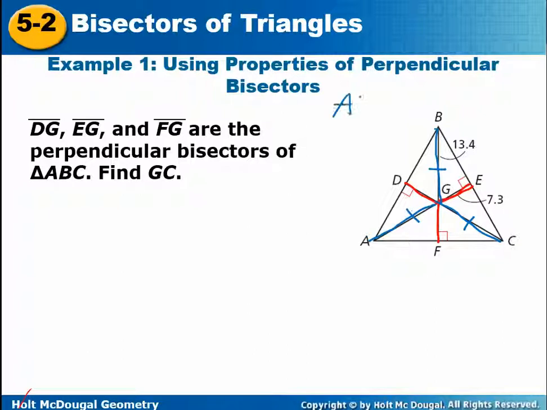So AG is equal to BG is equal to CG. They're all the same. And they want us to find CG. All right, here's something else that's really neat about the perpendicular bisectors.